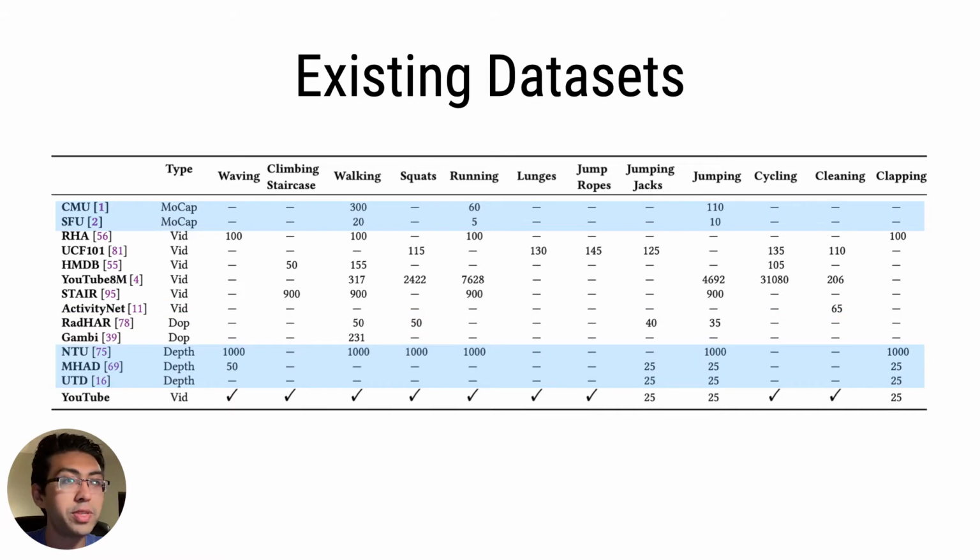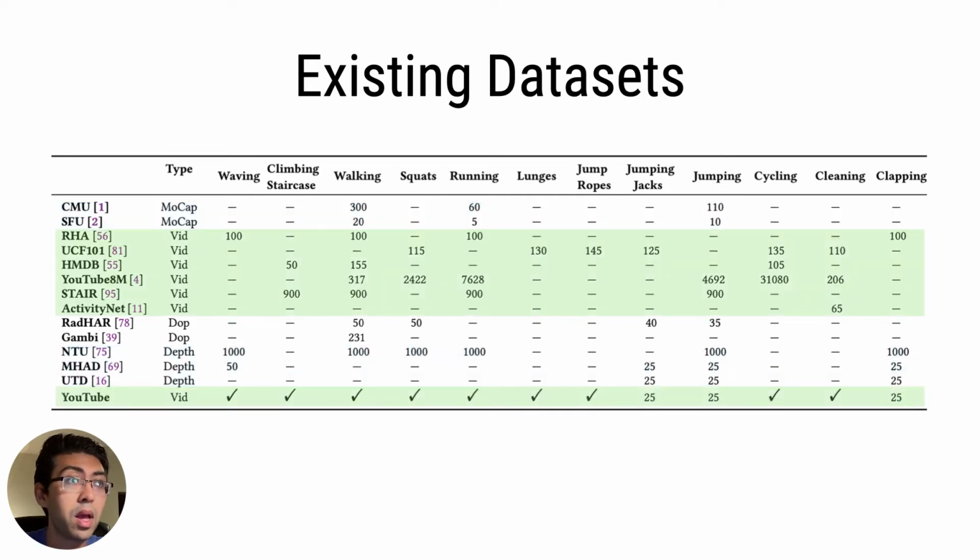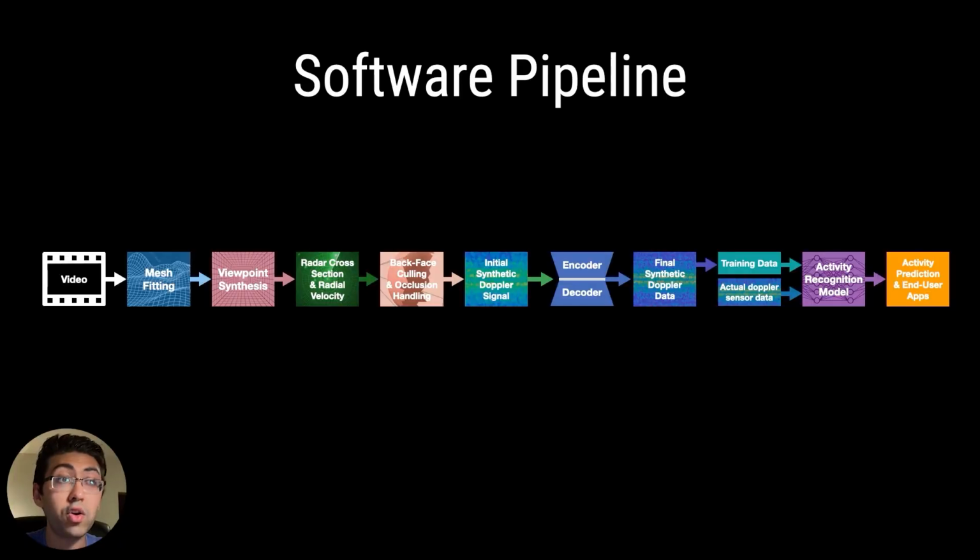We considered possible sources of training data, including depth camera and motion capture datasets, but these were much smaller than equivalent video data sources, such as the YouTube 8M, which alone has 250,000 labeled video instances spanning across 1,000 classes. Thus, we set out to create a software pipeline that converts videos of human activities into realistic but synthetic Doppler radar data. Our synthetic dataset consists of 10.4 hours of data curated from different video datasets highlighted in the table. Here is an overview of our software pipeline, which we will cover.